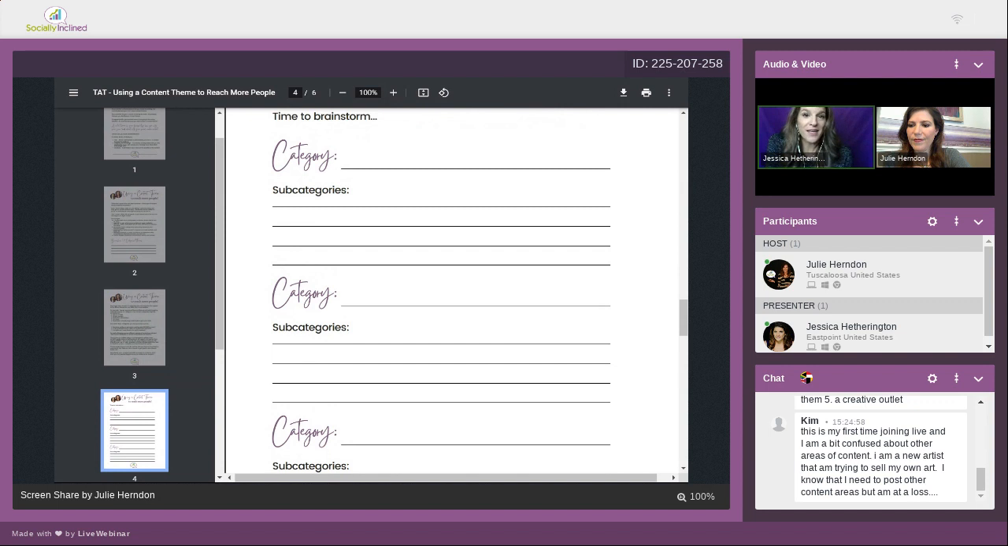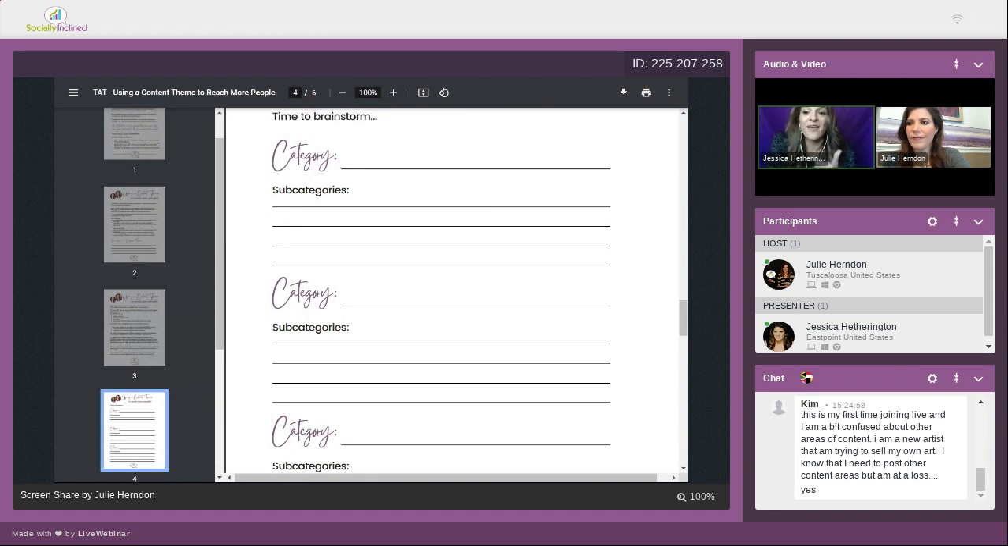Now that's great because you will obviously, I assume, be capturing photos of your art and putting it out there for people to see. And there you go. There's one of your contents, your own art. And then your other one, of course, would be something motivational and inspirational.